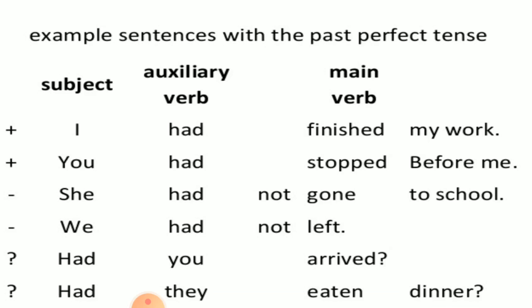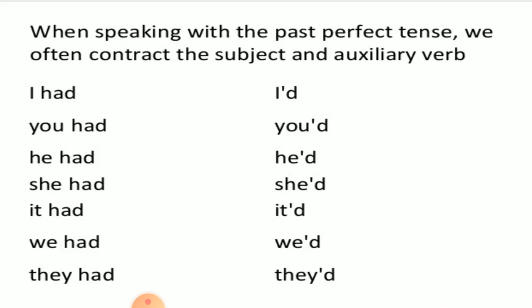Now let's see how to form it. Positive sentence: I had finished my work, or you can say, you had stopped before me. Now let's see the negative sentence: she had not gone to school. Another negative sentence: we had not left. Now let's see the question sentence: had you arrived? Had they eaten dinner? So these are the examples of positive, negative and question sentences. While speaking you can use the short forms: you'd, he'd, she'd, it'd.